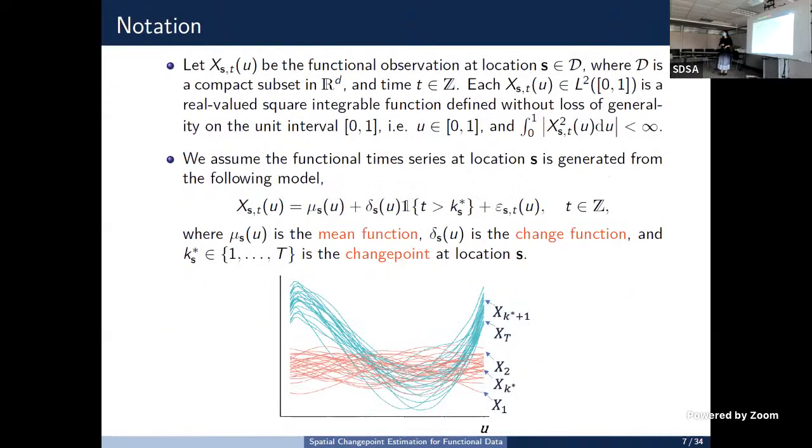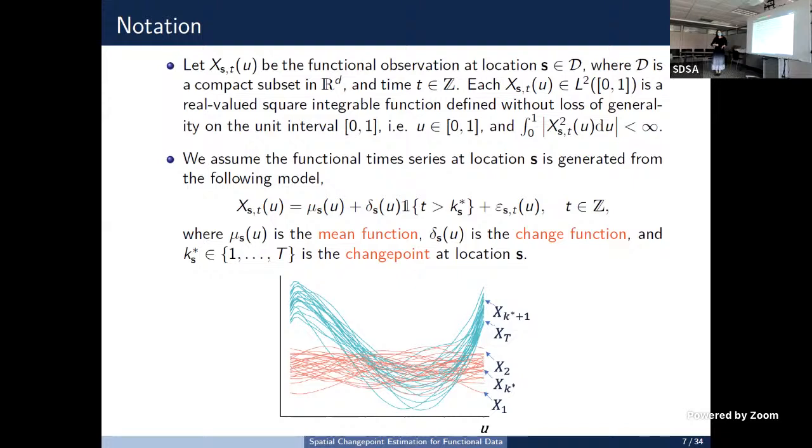First, let me briefly introduce the notation. We use X_s,t(u) as the functional observation at location s and time point t. This is an example of a functional time series. Since this is at one location, I delete the spatial index s here. We will have capital T curves, and each curve is a function of u. Again using the daily temperature example, suppose we observe the daily temperature at Champaign for 50 years, then capital T would be 50, and we will have 50 curves in the functional time series. Each curve would be the daily temperature over 1 year. So this is January the 1st, and this is the end of this year. The first curve, X1, represents the daily temperature data in the first year, and X2 is the daily temperature data in the second year.